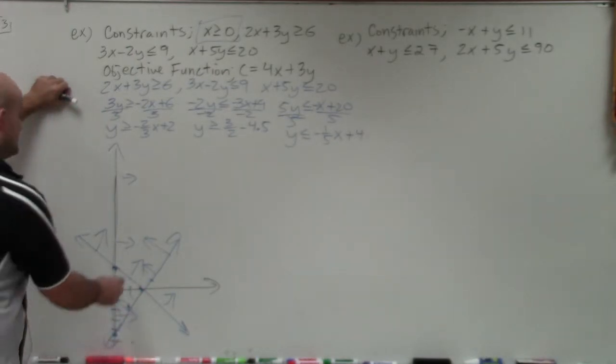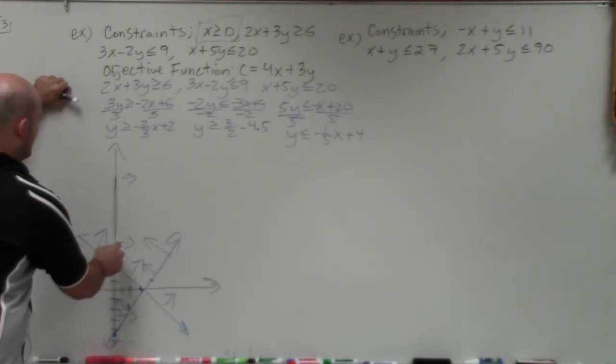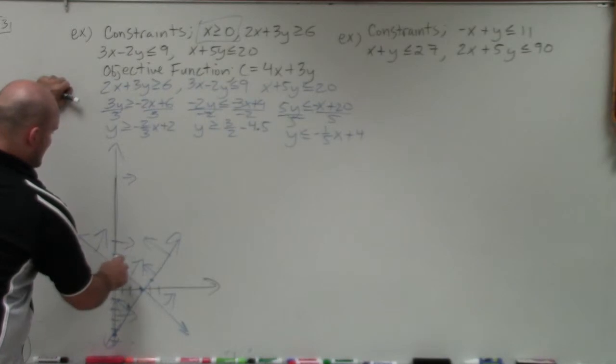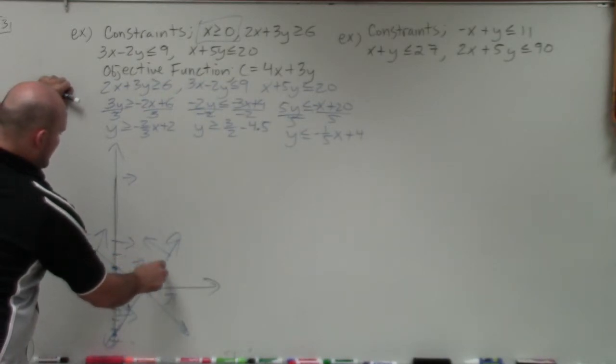And then the last one is going to be positive 4: 1, 2, 3, 4. And my slope is down 1 over 5. 1, 2, 3, 4, 5. So down 1 over 5.